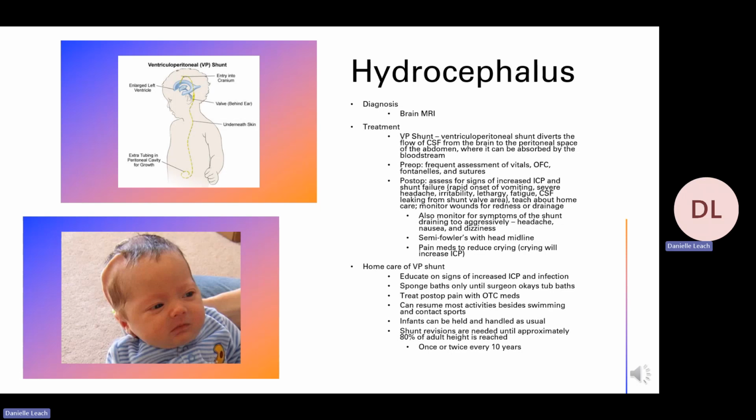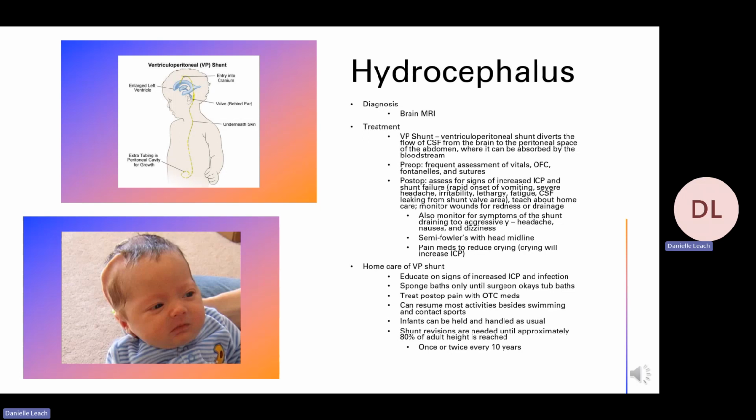Before a baby would go to surgery for a VP shunt, we want to do frequent assessment of the vitals. Like I said before, with all the different symptoms they can have with this, they could have bradycardia, tachycardia, apnea. We need to be very closely monitoring their vitals. We need to be frequently monitoring their OFC. So we need to have a baseline OFC, so then when they come back from surgery, we'll see, did that decrease? And we just want to keep monitoring that.